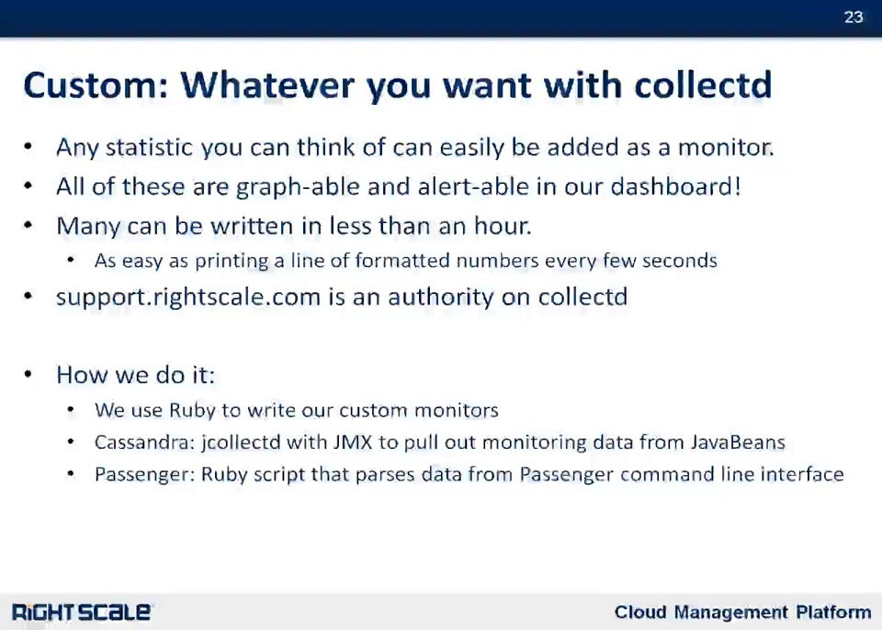Okay, so how do we do it? We use a lot of Ruby to write these custom monitors. In some subsystems, for example Cassandra, we use already open source packages like jcollectd that allow us to collect monitoring data from Java Beans. This is a well-known way of collecting statistics from applications that run on Java Beans. And in other cases, for Passenger, we have a Ruby script that just parses the data provided by the command line interface of the application.